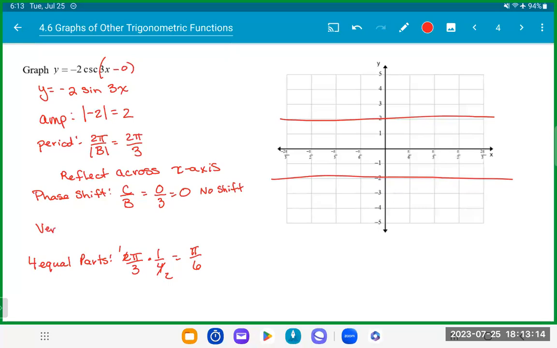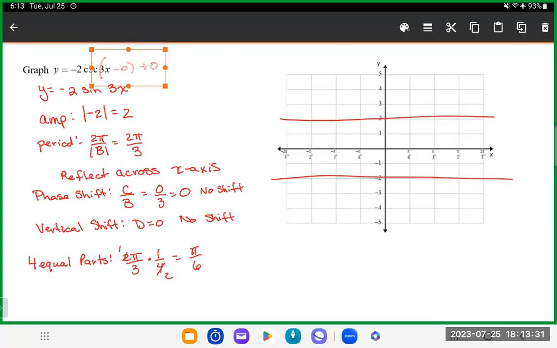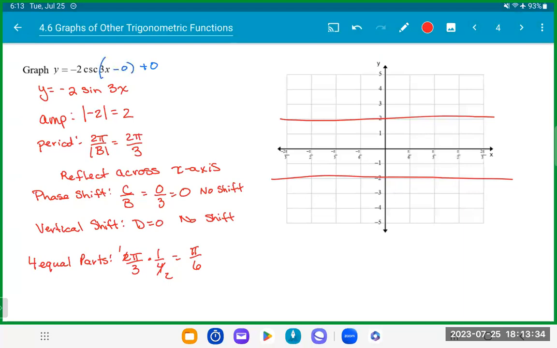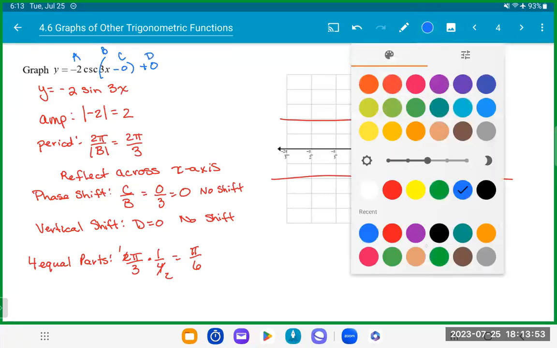And then my vertical shift, since D equals 0, there's no vertical shift, right? So that's like +0. And I'm going to go ahead and change the color of those. Okay, so that's how we can presume that. So this was A, B, C, and D. Okay, any questions so far?